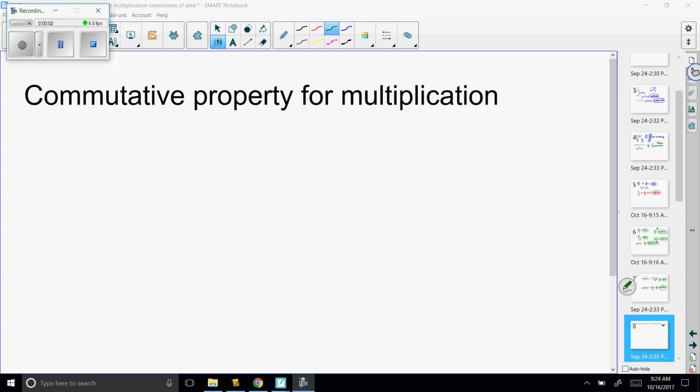The first thing we want to talk about is the commutative property for multiplication. What is a commutative property? You switch both numbers around.